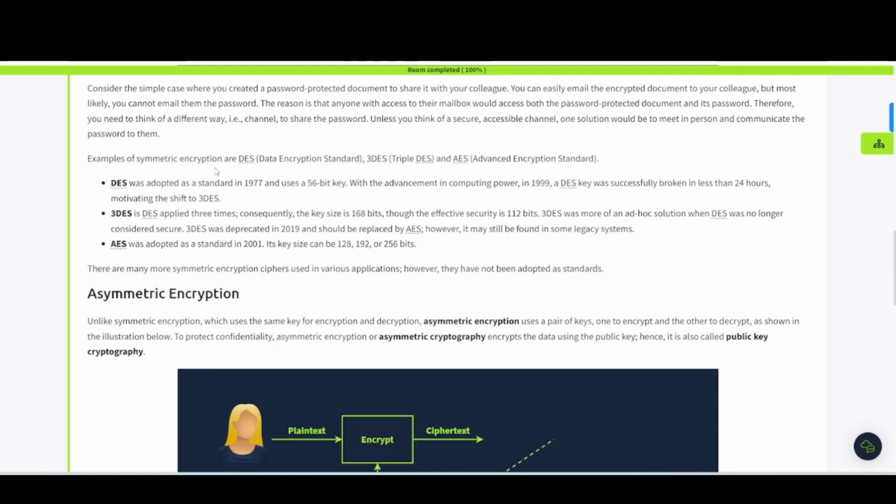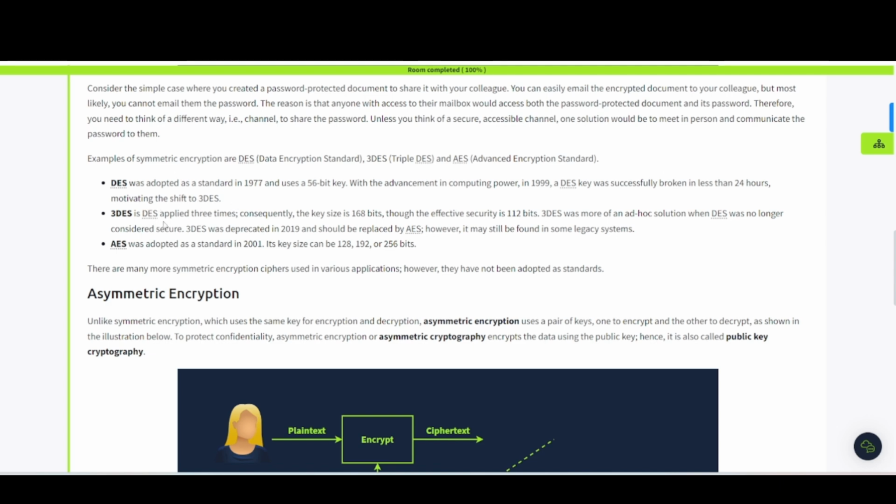Examples of symmetric encryption are DES, which is data encryption standard, 3DES, triple DES, and AES, which is advanced encryption standard. DES was adopted as a standard in 1977 and uses a 56-bit key. With the advancement in computing power, in 1999 a DES key was successfully broken in less than 24 hours, motivating the shift to triple DES.